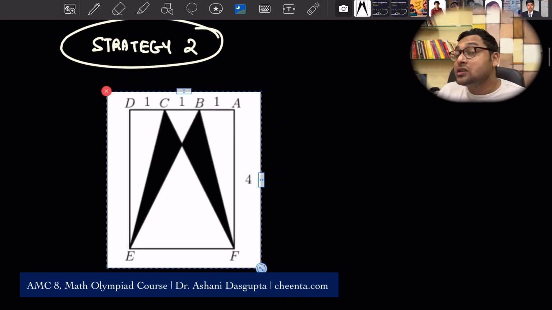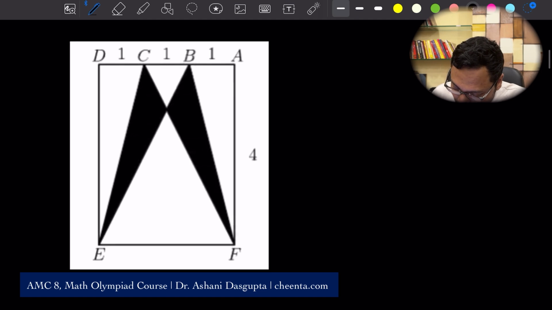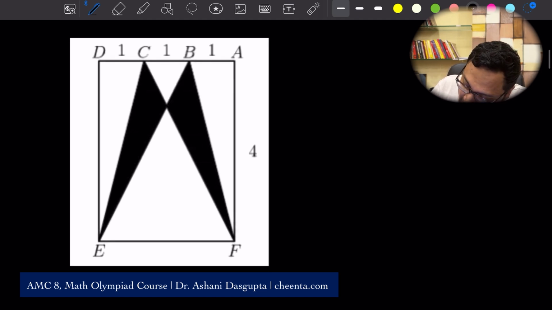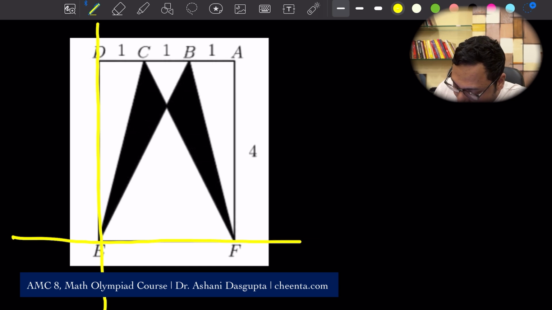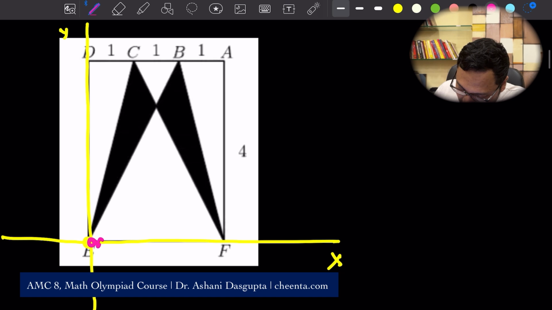So we do learn a little bit of coordinate geometry in the AMC 8 program. So what we're going to do is we will use coordinate geometry. You can imagine that this is your y-axis and this is your x-axis. Okay, and this is the origin. This is a standard strategy. So this point right here is the origin, which is 0, 0.